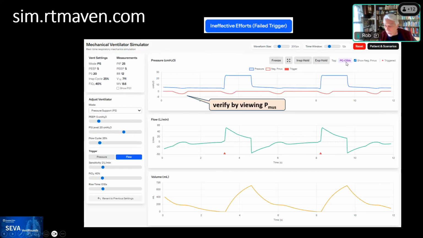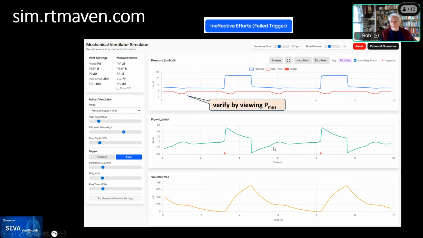And this is pressure control CSV, which is what? Pressure support, right? So flow decays down to whatever the flow cycle setting was, and then it cycles off. And then in the middle of these two spontaneous breaths, we see an inspiratory effort, a very slight distortion of the pressure waveform, but a large distortion of the flow waveform.